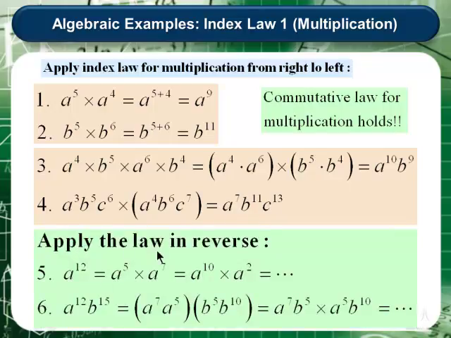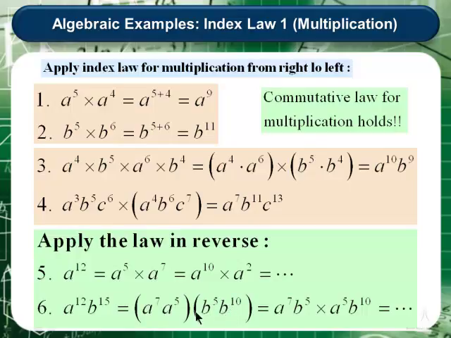Applying this law in a reverse direction, if we have a to the power 12, then there are lots of possible ways of splitting this. We can say it's a to the power 5 multiplied by a to the power 7, or a to the power 10 multiplied by a to the power 2, and many more. And in a similar way, if you have a to the power 12, b to the power 15, then we can split this a to the power 12 up into a to the power 7 times a to the power 5, and b to the power 15 you can write as b to the power 5 multiplied by b to the power 10, for example.